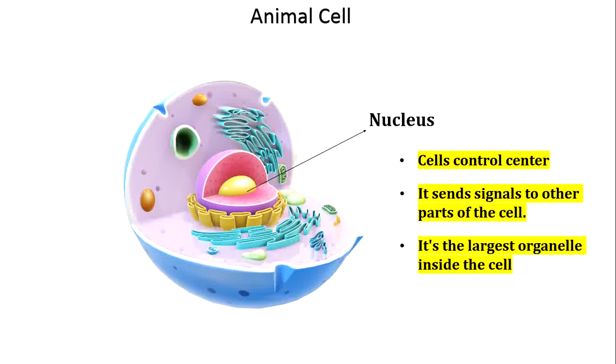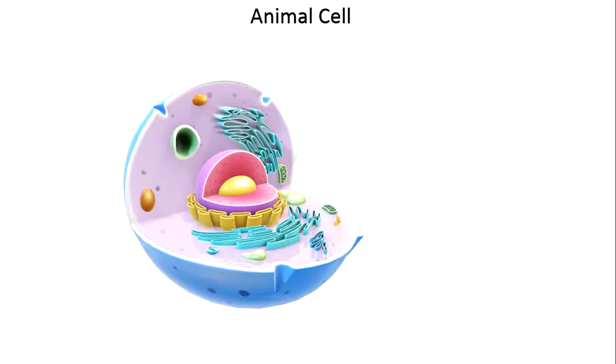It is actually the brain of the cell, like we have the brain in our body, which commands and sends signals to all parts for whatever activity is happening. The nucleus does the same thing for the cell. It controls everything inside the cell and orders all the activities.